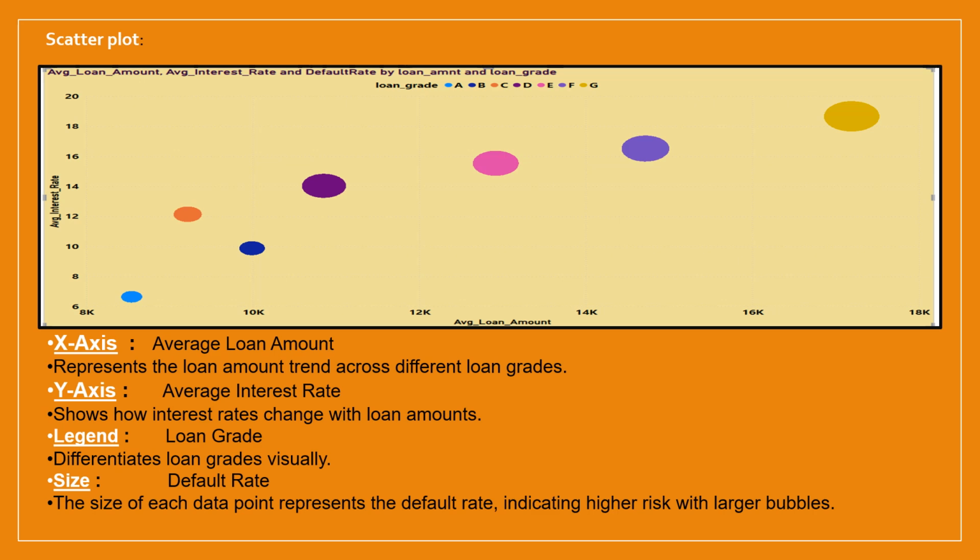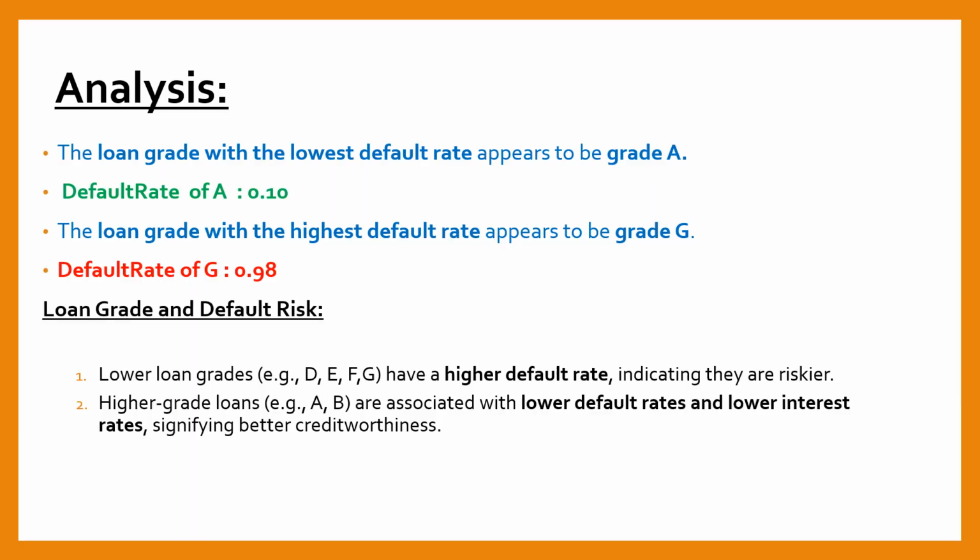So here you can see loan grade A is having a small bubble, so it is having less risk. So this is the analysis. Loan grade A is having the lowest default rate, that is 0.10, and loan grade J is having the highest default rate, that is 0.98.